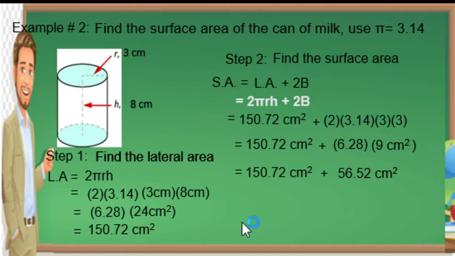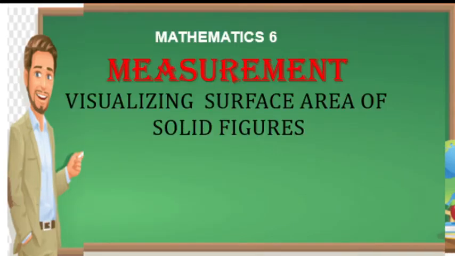The surface area of a cylinder is equal to 150.72 square centimeters plus 56.52 square centimeters, which is equal to 207.24 square centimeters. This is Mathematics 6, Measurement: Visualizing Surface Area of Solid Figures.